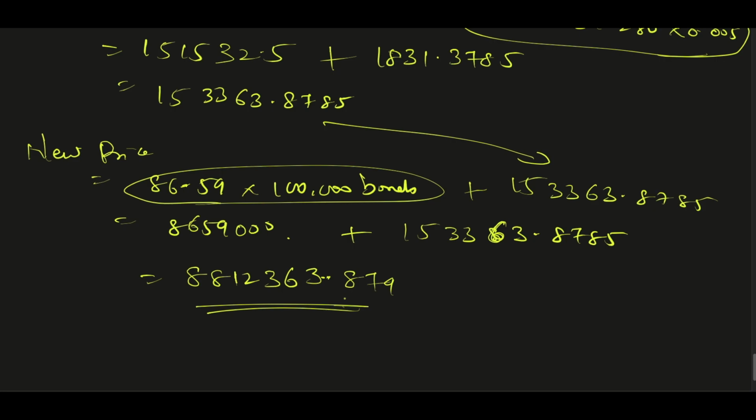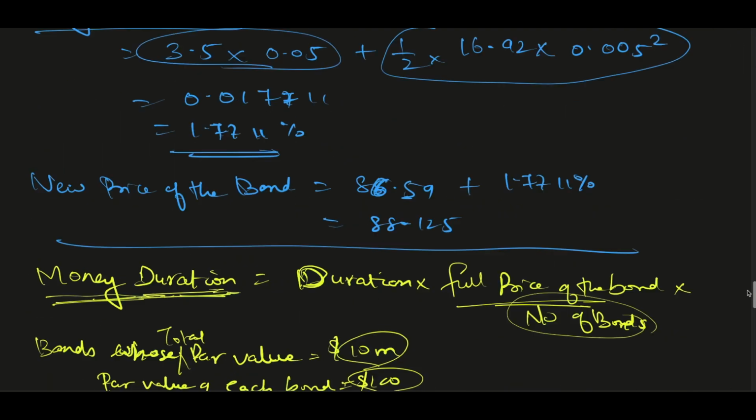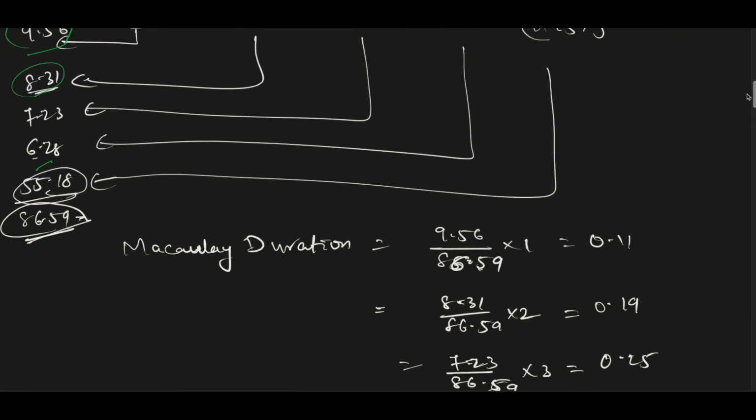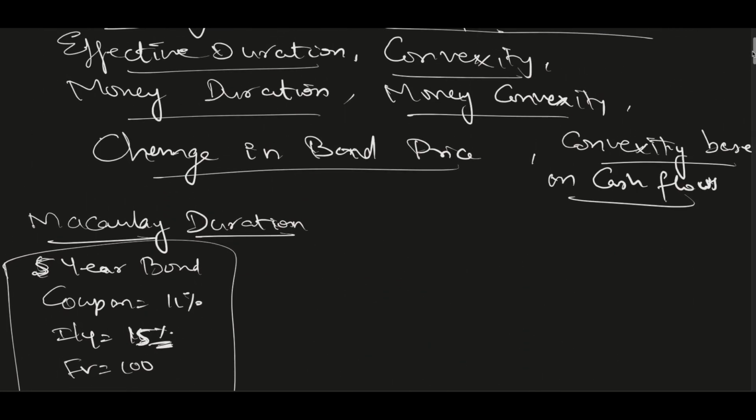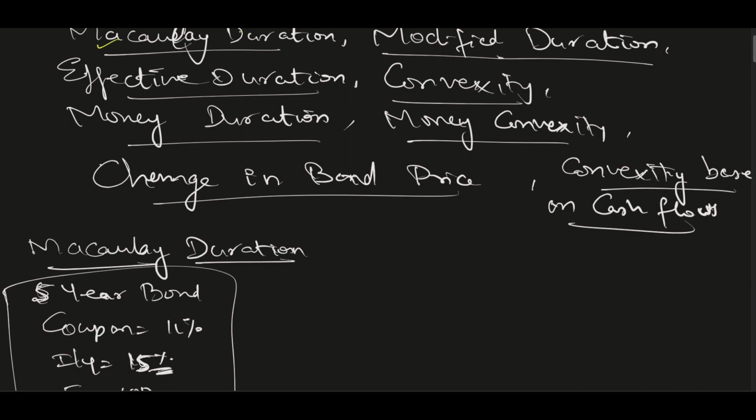So I think I have covered all these terminologies: money duration, Macaulay duration, modified duration, effective duration, convexity, money convexity, change in bond price, and convexity based on cash flows.